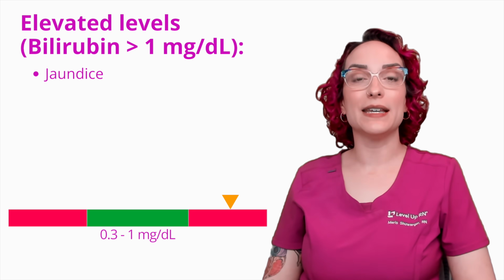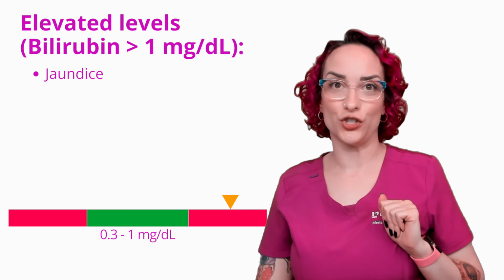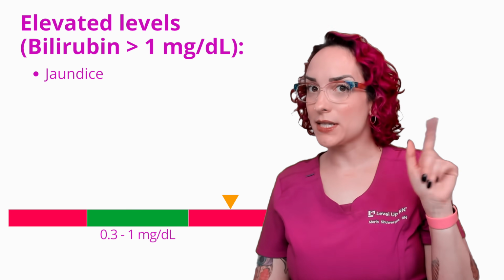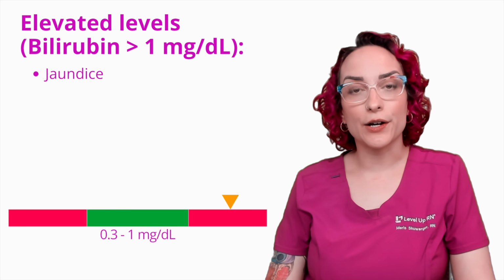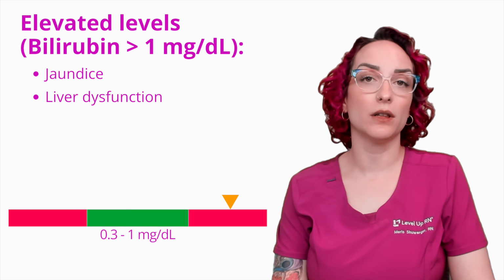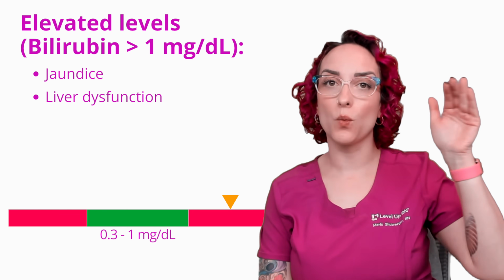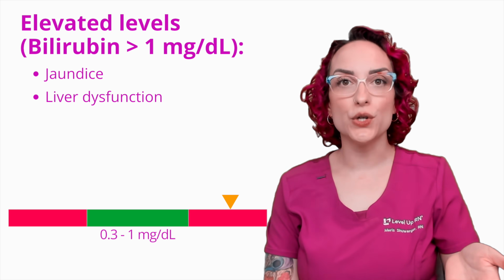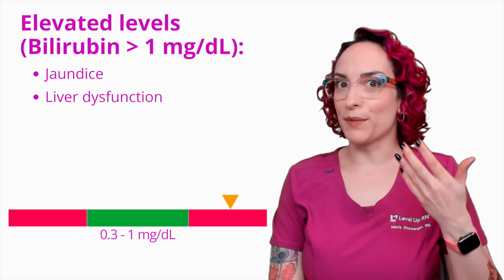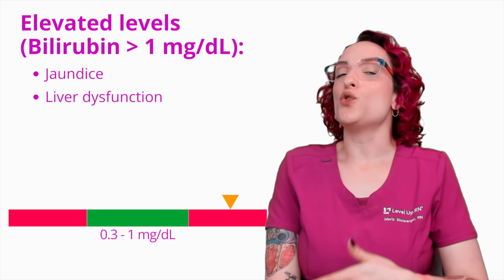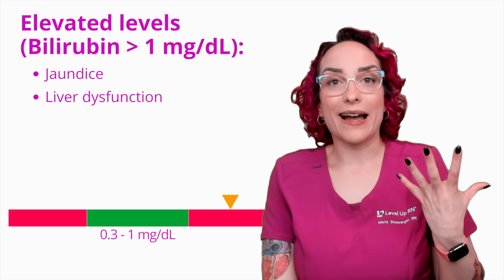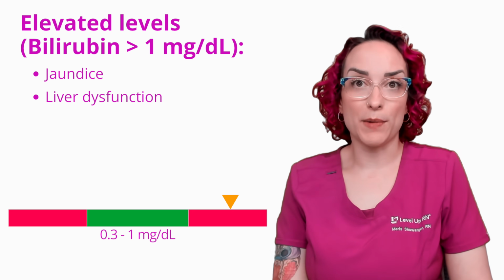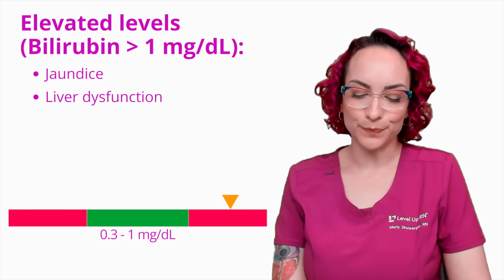Now, what if it's elevated and I see my patient is jaundiced and I'm thinking, uh-oh, something's not right? What's going on here? Well, some possible causes include liver dysfunction. That's going to be the number one cause because this is a substance that is produced by the liver too. So if something's going wrong with the liver, do we have this bilirubin backing up into our bloodstream, and we have this elevation in that number?